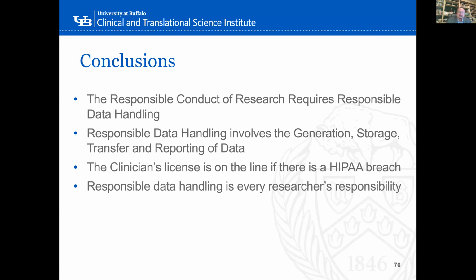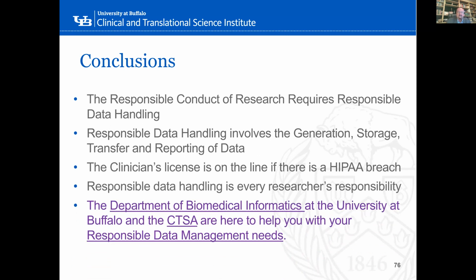Responsible data handling is every researcher's responsibility, and the Department of Biomedical Informatics at the University at Buffalo and the CTSA are here to help with your responsible data management needs.